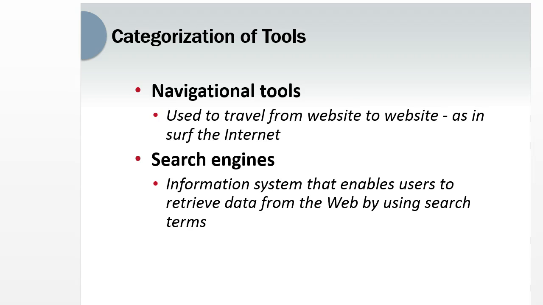Now let's look at some of the tools to get around the internet and find out how we can use these tools. Some of the tools are basically divided into 3 different categories. One of them is navigation tools. These are used to travel from website to website, or basically you can use it to surf the internet. Then we have the search engines. They allow us to look up information on the internet by entering the keywords in the topic that we want to search for.